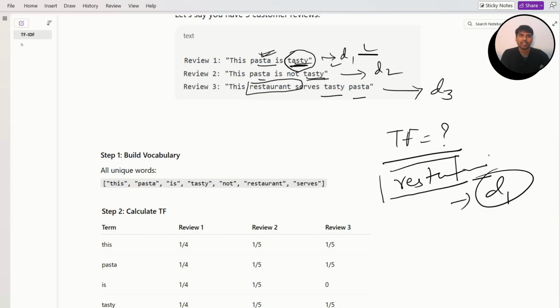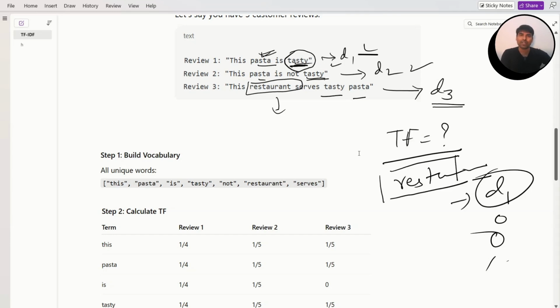So I can say that the frequency of restaurant in D1 is what? 0. If I say in D2, what is the frequency of restaurant keyword in D2? Again, 0. There's no keyword restaurant in D2. If I say in D3, in document 3, what is the frequency of restaurant keyword? Just 1. It is appearing one time. So this way, we find the frequency of each word in a given document, right?